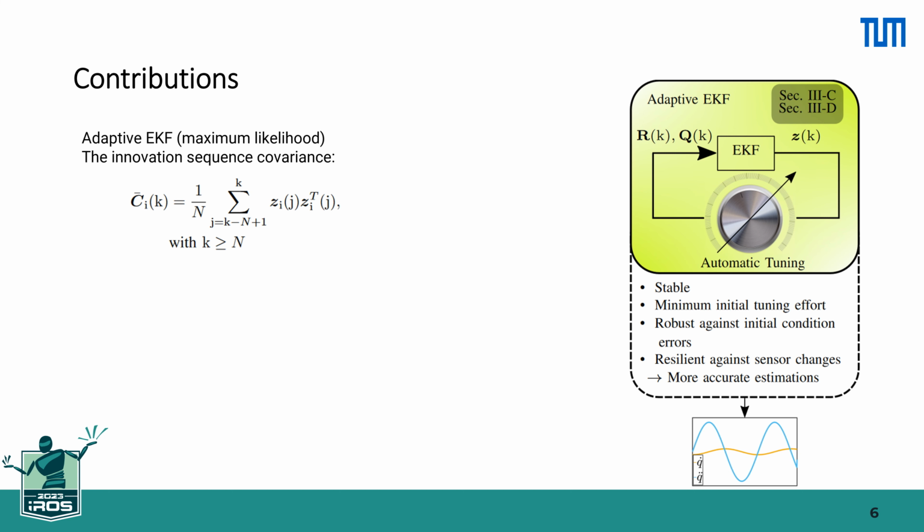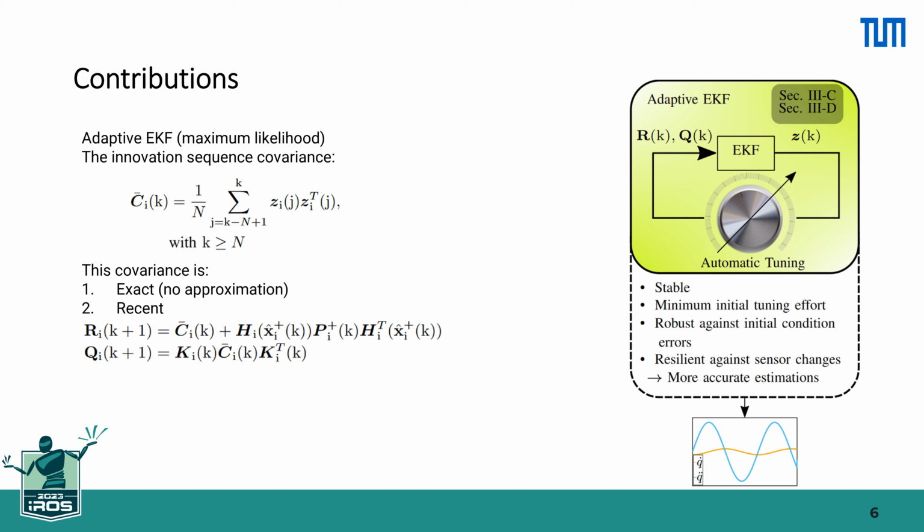More specifically, the covariance of the innovation sequence is computed based on a moving horizon of a fixed size. In this case, the corresponding covariance is exact, meaning that no approximation method is used in the calculations. Also, the covariance is recent, reflecting the system's current state. Accordingly, we can adapt the noise covariance matrices.